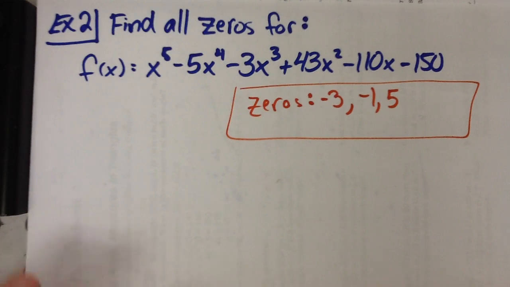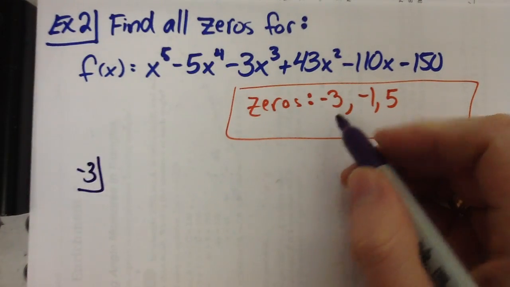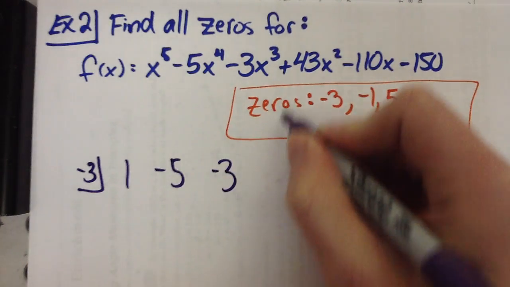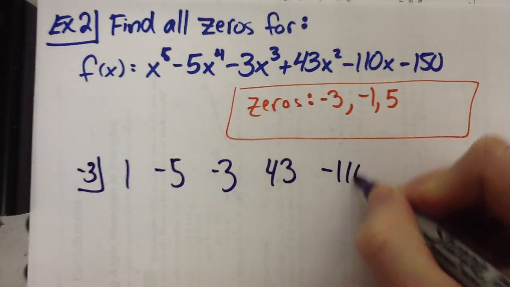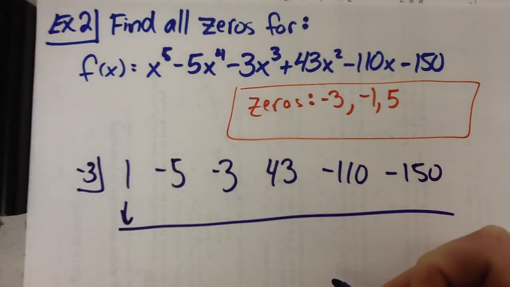Same process as before. We need to do synthetic division. You're going to have to do synthetic division 3 times. So here we go. Let's just dive in. -3 goes in the box. That's the first solution I had. All right. 1, -5, -3, 43, -110, -150. No shame in using a calculator on these if you need to.